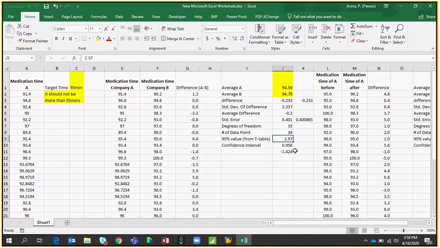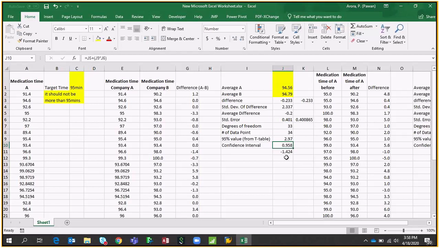Now when you go to the T table and you check for 95% value, the value is 2.97, with 66 degrees of freedom, because your T table will tell you according to the degrees of freedom. I am also making another video on how to check the values in the T table. You can go through that video, and then you will have a confidence interval. The formula for the confidence interval is also given in my another video. You can go through it, but I want to show you again.